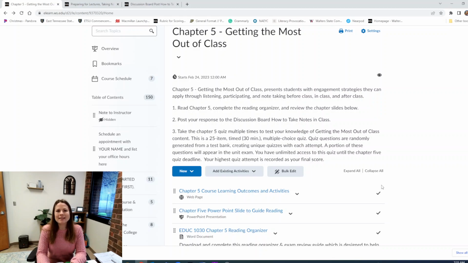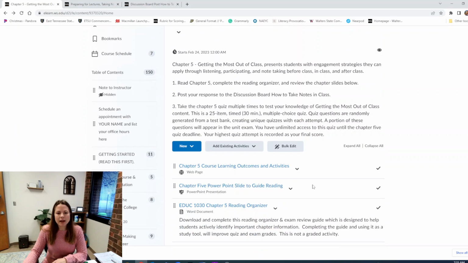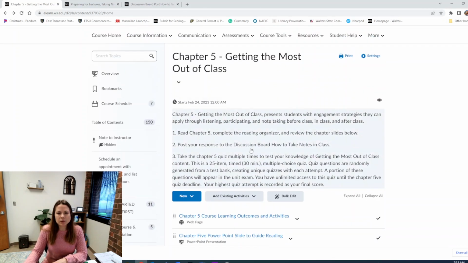So it's all about engaging. Engagement strategies are really going to help you apply the content. And if you apply through listening, participating, and note-taking, this is really going to help you to not only engage with the content, but be able to retrieve it later when you need it. So the first thing you need to do always is look at your learning resources, or what I want you to do.